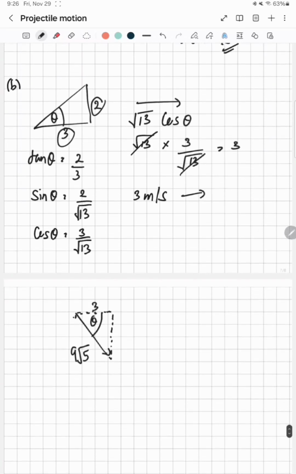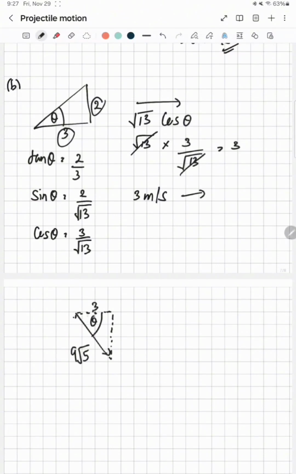Because they ask you the direction, you can take the angle either way. You can take this angle too, but you have to mention from which axis you're taking it. If you're taking this angle, you should say you're taking it from the negative y-axis. If you're taking the angle I'm taking, you should take it from the positive x-axis. That's how you should say it.